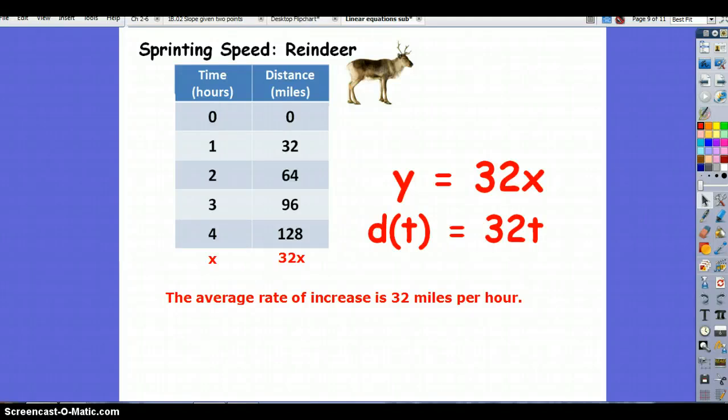I didn't realize that the Screencast-O-Matic that I'm using only gives me a 15-minute window. So, all right, here we are.